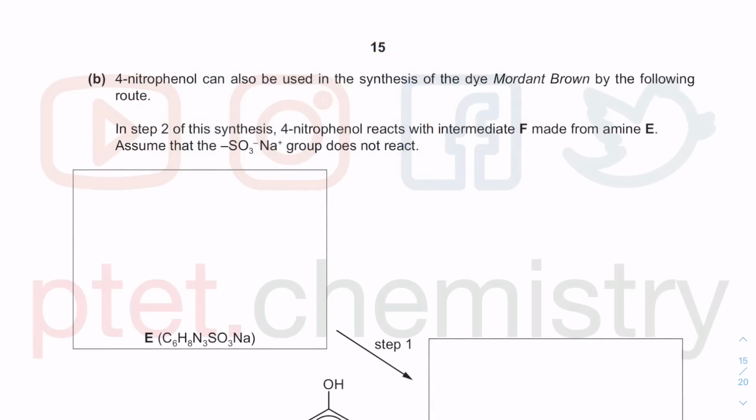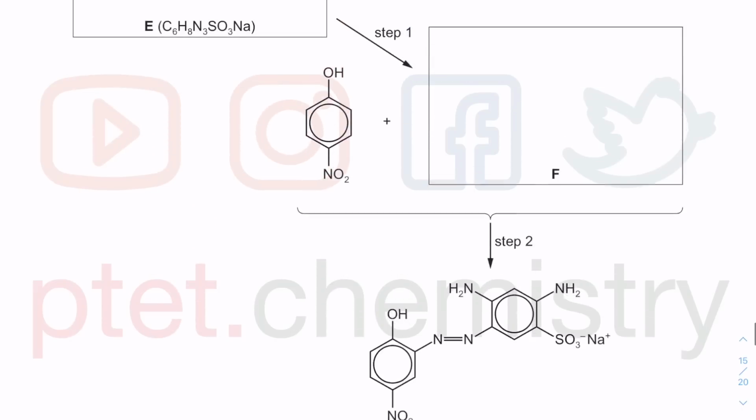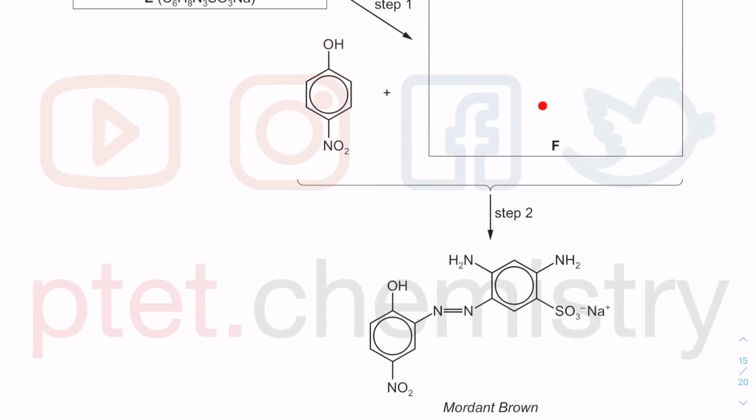Now the next thing, 4-nitrophenol can also be used in the synthesis of dyes. So usually we talk about azo dyes, where you have nitrogen like this, and then this thing there is the azo dyes. So what do we have here? Well, we have the final product. I guess we have to work backwards.